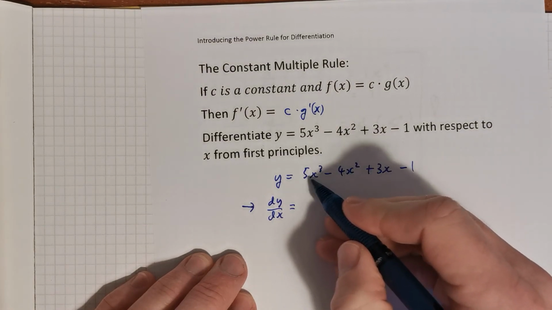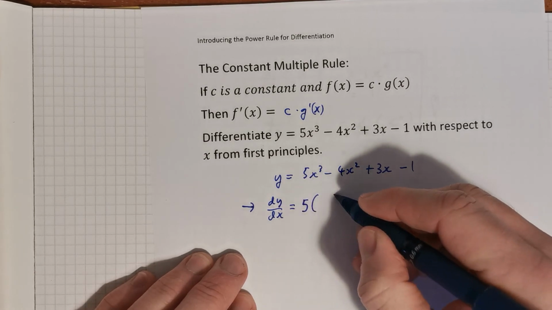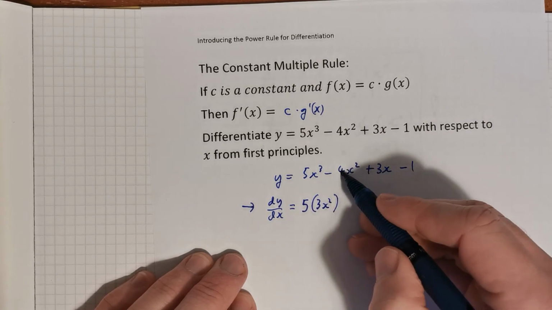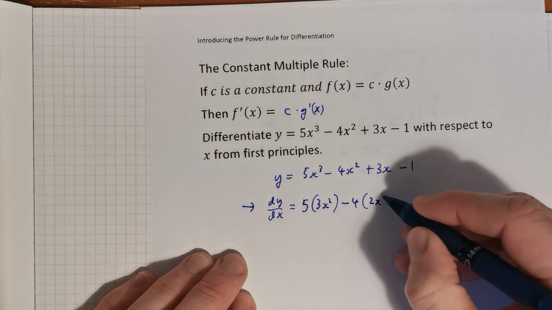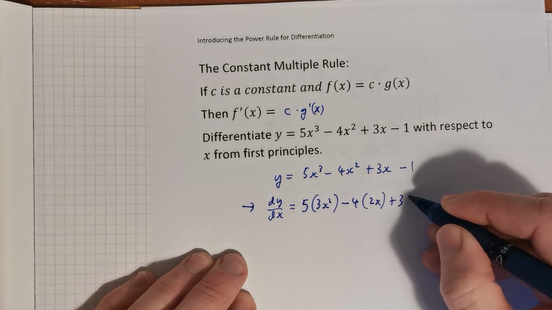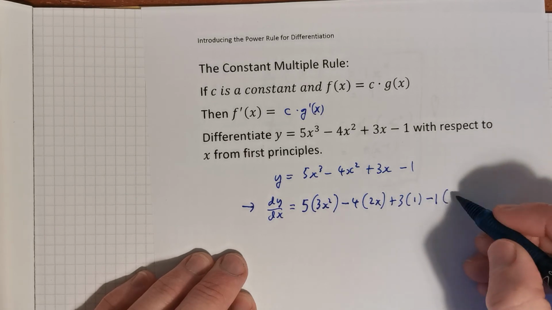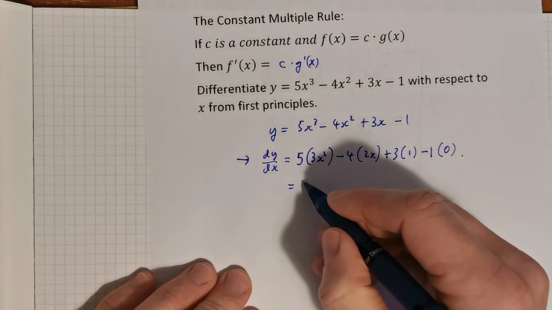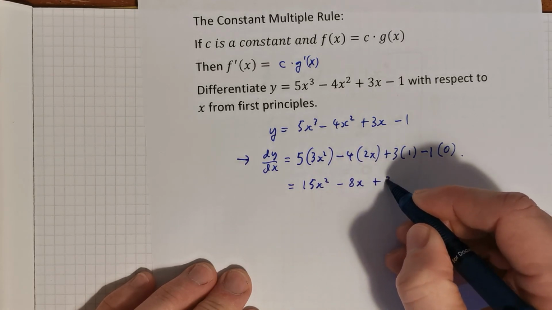So we've got a constant of 5 multiplied by this x cubed. So I can factor out the 5 and just take the derivative of the x cubed, which we know is 3x squared. And then I can factor out the negative 4 and just take the derivative of the x squared, which we know is 2x. And I can factor out the 3 and just take the derivative of x, which we know is 1. And I can factor out the negative 1 and take the derivative of 1, which we know is 0. So what I get is 15x squared, subtract 8x plus 3.